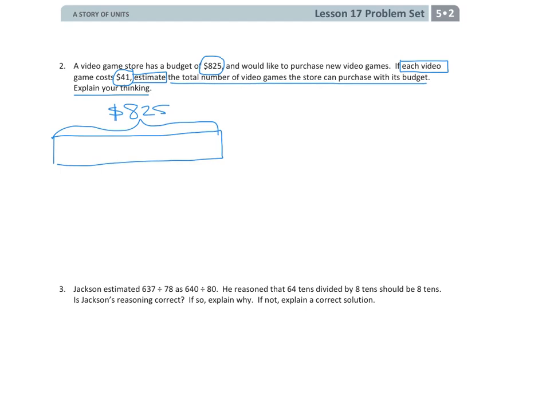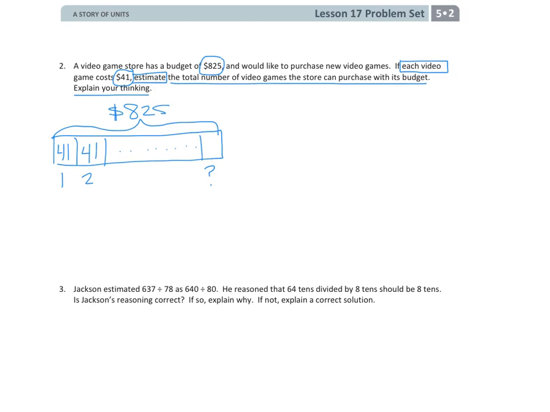And then we're told that each video game costs $41. So we do know that the first video game will cost $41, the second one is going to cost $41, and so our job is to figure out how many video games they can actually purchase.